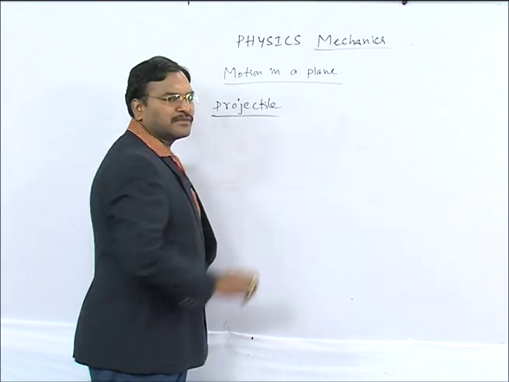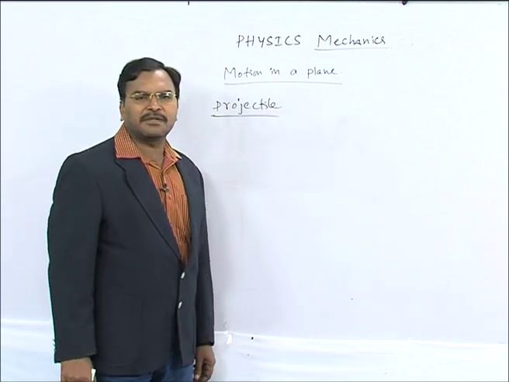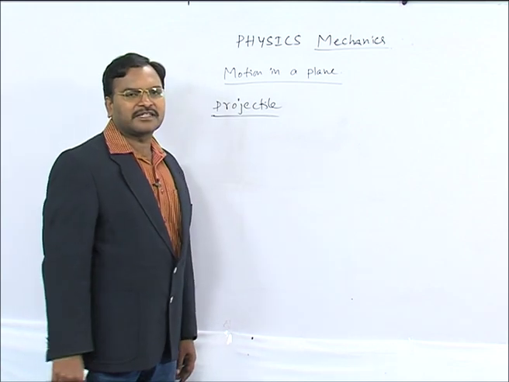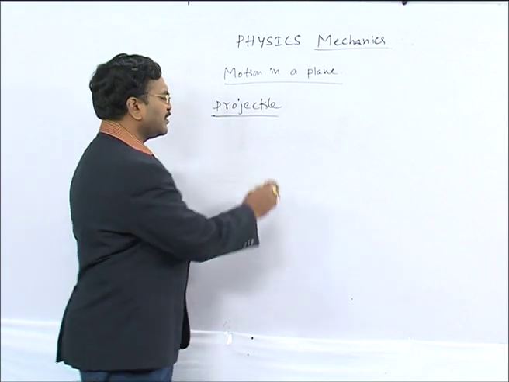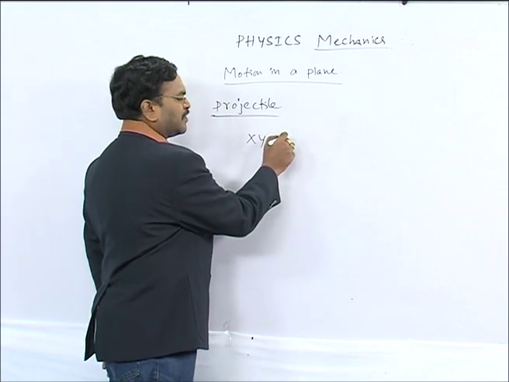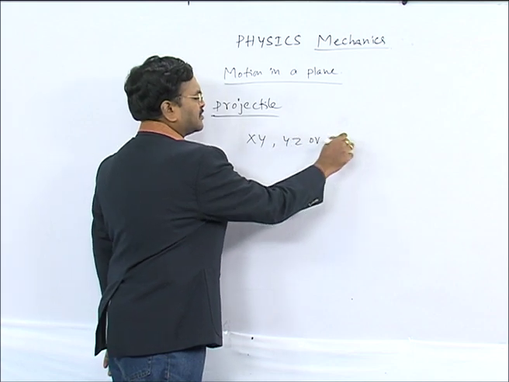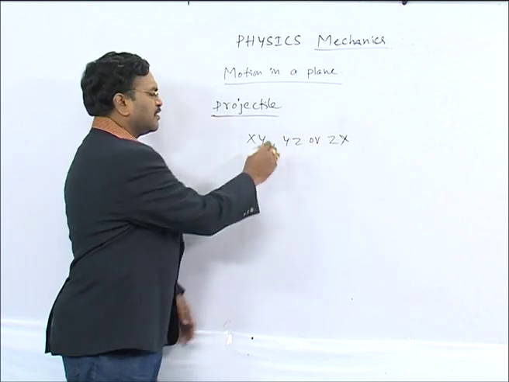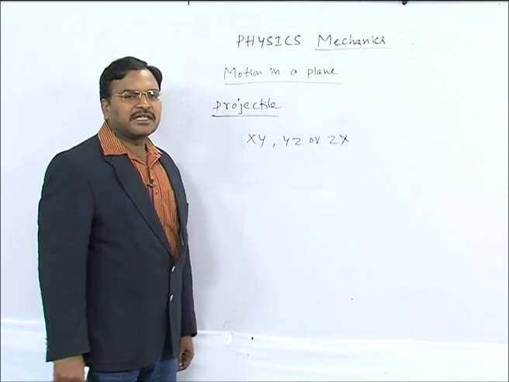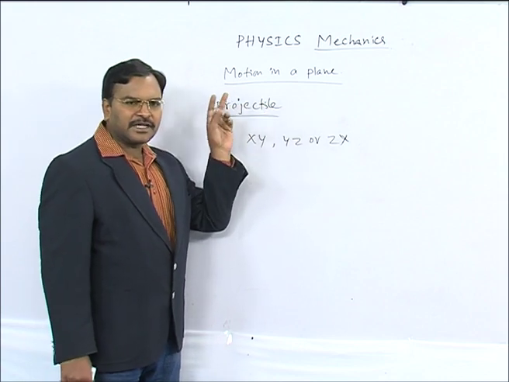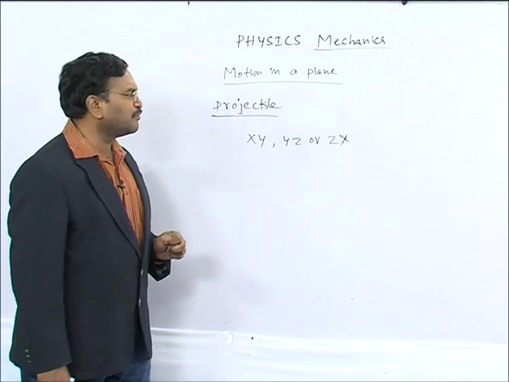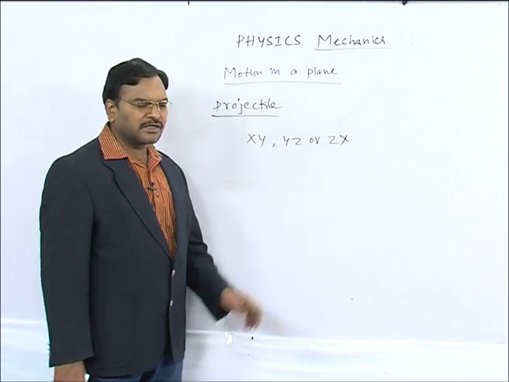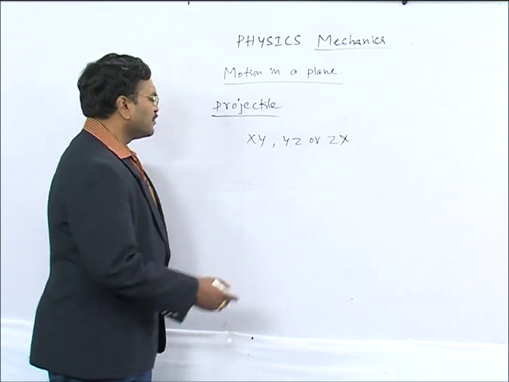First of all, what is motion in a plane? Motion of a body confined to a plane. So, the body moves along two directions. Plane means what? XY plane or YZ plane or ZX plane. If the motion of a body is confined to the XY plane, YZ plane or ZX plane, then that motion is called motion in a plane. Here the body is moving in two directions. Such a body is called a projectile.